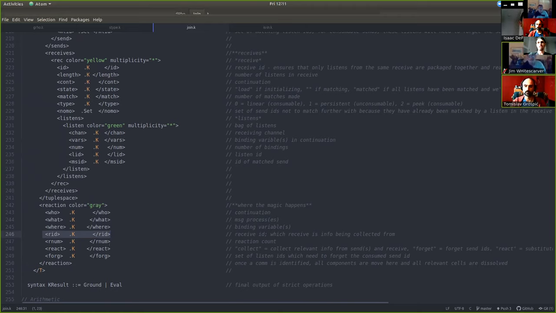Was the send persistent or was it consumable? If the sends are consumable, then what I need to do is, as I'm collecting them into the reaction cell, collect all of these IDs for these consumable sends as I'm collecting the information into the reaction cell. And then once the reaction is done, I can go through the tuple space, look at all of the sends that were involved in that reaction, and just delete all of them before I actually have that continuation go through.